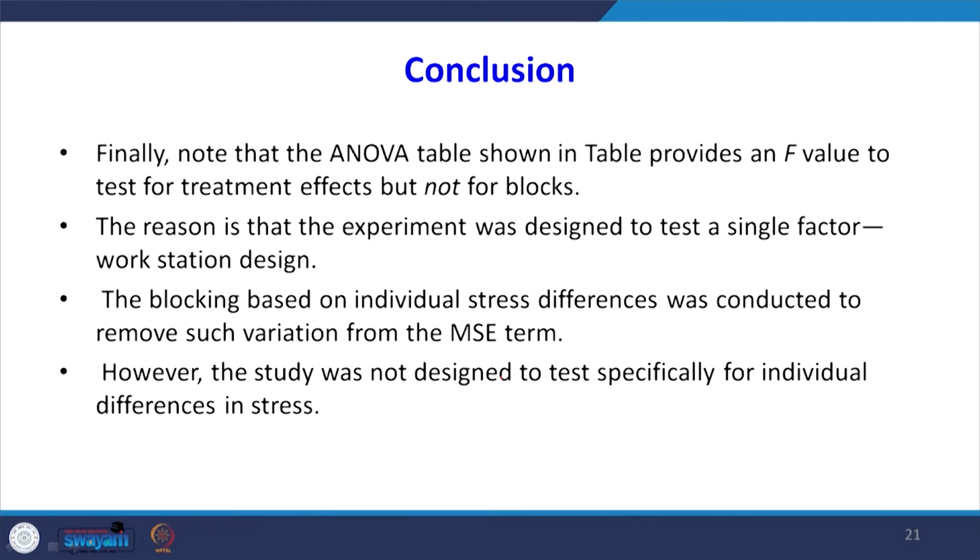So, what are we concluding? Finally, note that the ANOVA table provides an F value test for treatment effects, but not for the blocks. The reason is that the experiment was designed to test a single factor, workstation design. The blocking based on individual stress differences was conducted to remove such variation from the MSE term. However, the study was not designed to test specifically for individual differences in stress. So, what is happening here is the blocking: the error due to blocking is removed while finding the influence of workstation design on stress level.